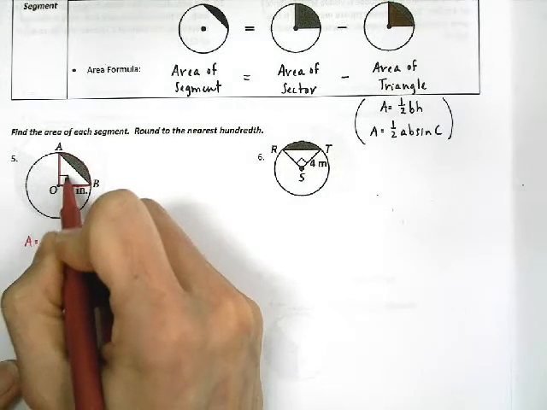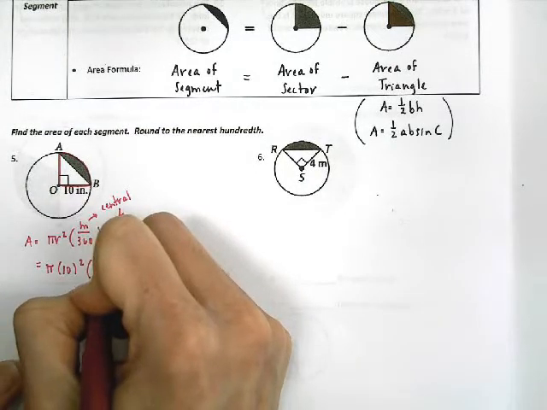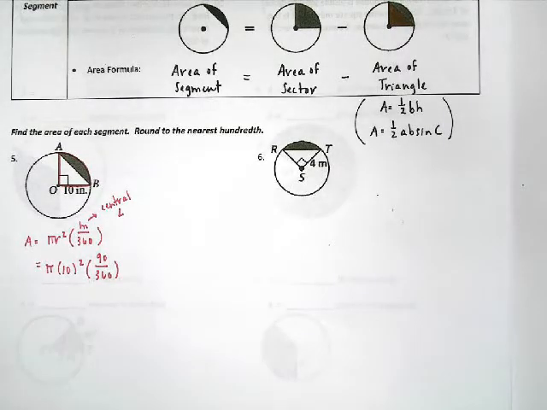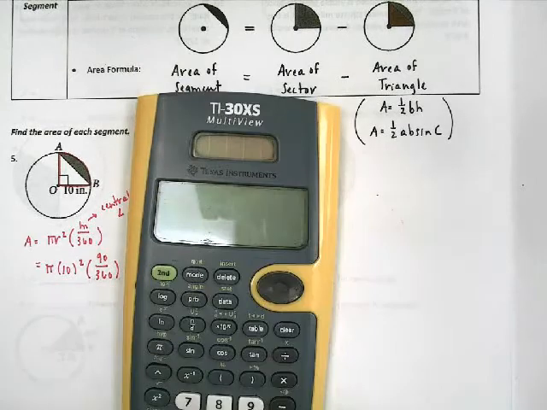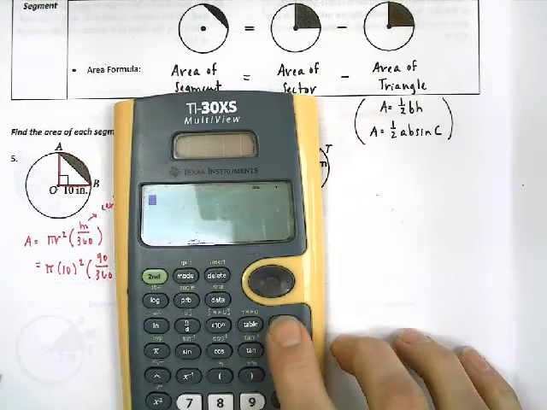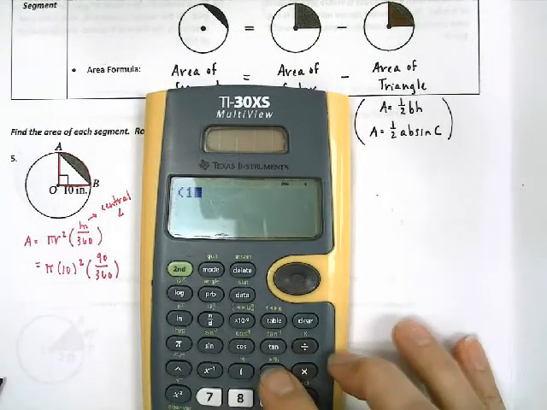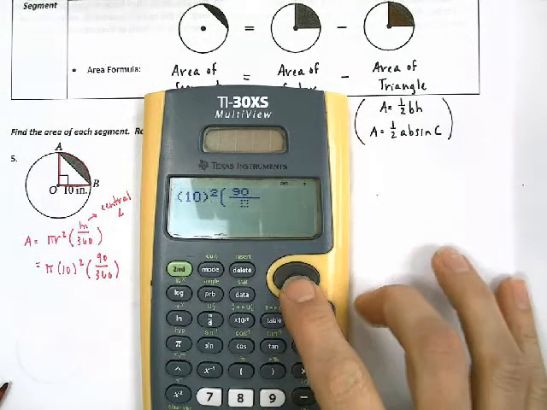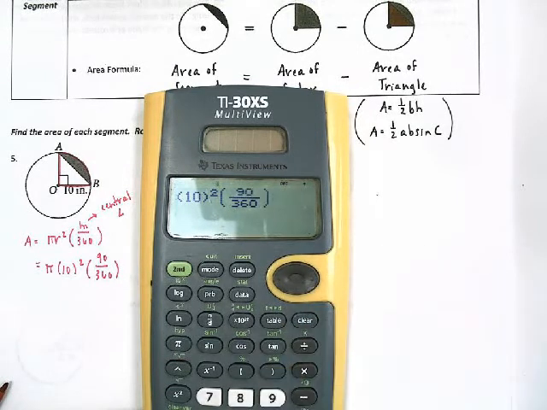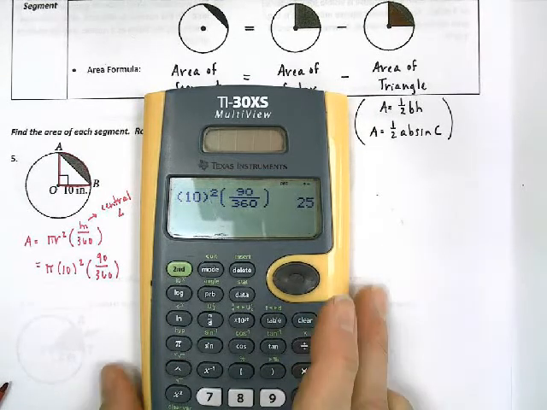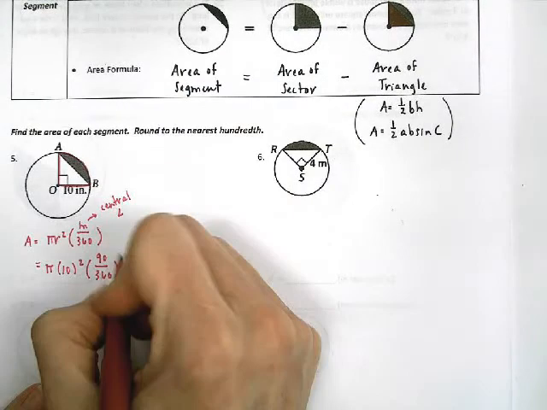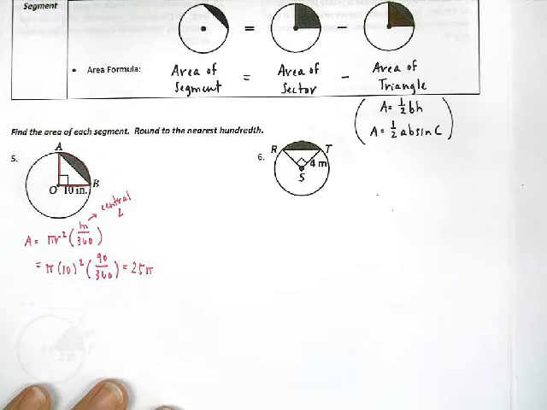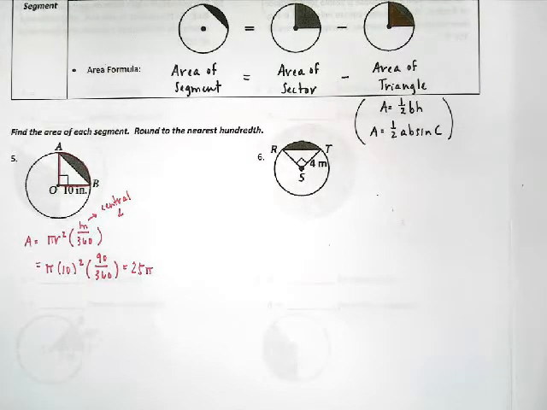Now here we have a right angle, so our m is 90, and we put that over 360. For right now, at this intermediate step, I'm going to leave my answer exact. So I'm just going to do 10 squared times 90 over 360. So the area of my sector is 25, and I'm going to multiply that by pi. So I get an area of 25 pi for the sector.